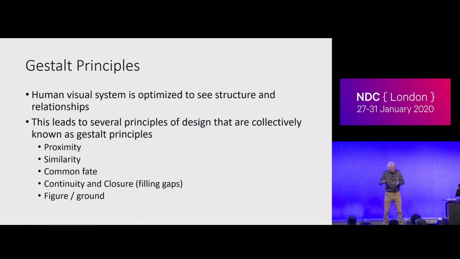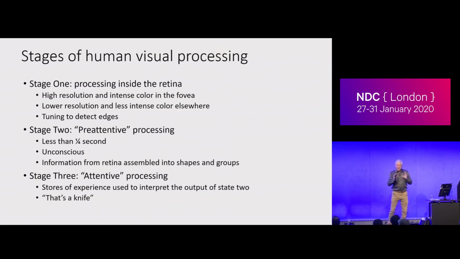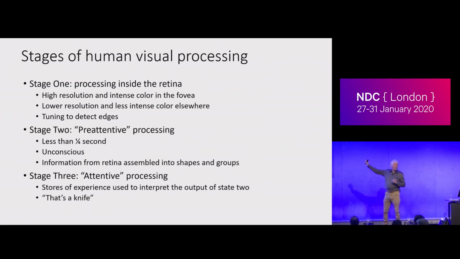The reason that they work the way they do is that the human visual system actually goes through several stages in perceiving something. The first stage happens in the retina itself. The retina is optimized to boost certain signals like edges and dampen others. So there's one stage of visual processing that goes on in the retina. You can't really do anything about that one. It's just automatic. Stage 2 is automatic too. It turns out that we can do some alteration, but the first cut of what you see is in what's called pre-attentive processing, a small fraction of a second, and that is unconscious.